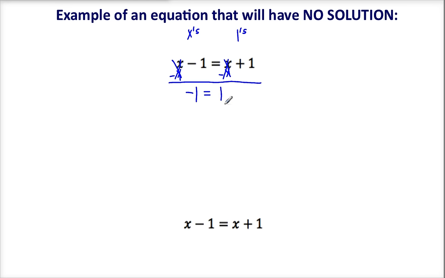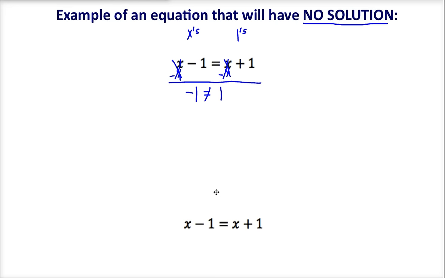Okay, this is looking weird already. I have negative 1 equals 1. Think about that for a second. Does negative 1 equal 1? No, it doesn't. That's ridiculous. Negative 1 does not equal 1. So when I end up with an answer like this as I'm solving, that tells me that this equation has no solution. There's no possible number that I can plug in for x that will make this equation true, because it's not going to end up being true.